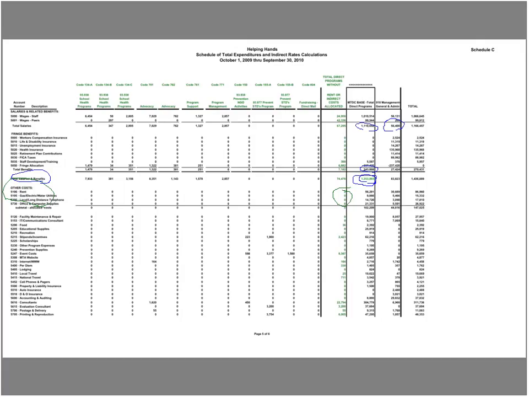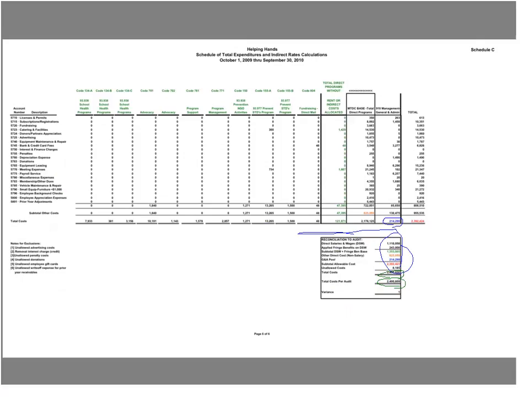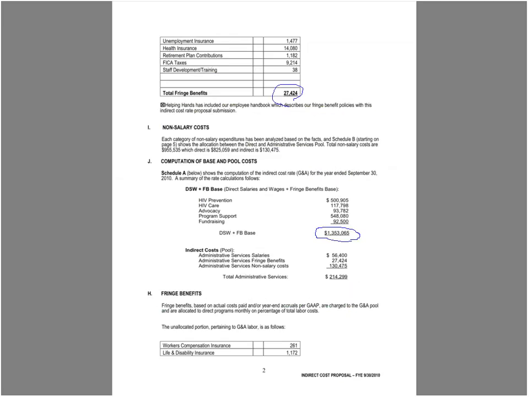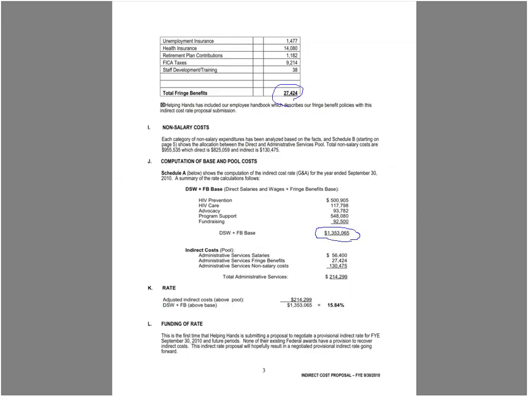That's direct salaries and direct fringe of 1353. That's where those numbers came from. So you can see we're not making anything up. Everything reconciles. These are the components of the G&A, which we showed you before, and it equaled 214,299. The rate is 15.84.